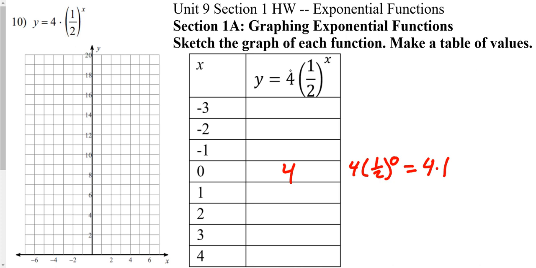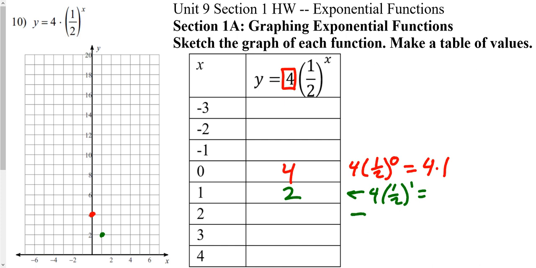Also, remember that when we plot this point, that's 0 left and right, up 4. We had said this number in front is always your y-intercept, and we can see that when we plug that in. Now, when we plug in this one here, it would be 4 times 1/2 to the first, which would be 4 times 1/2, which is just 2. 1 to the right, up 2.